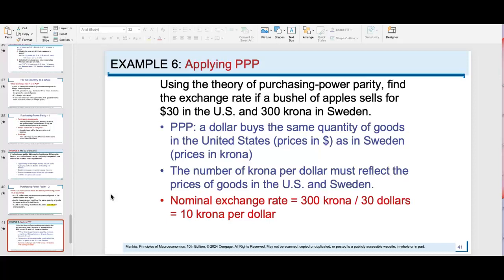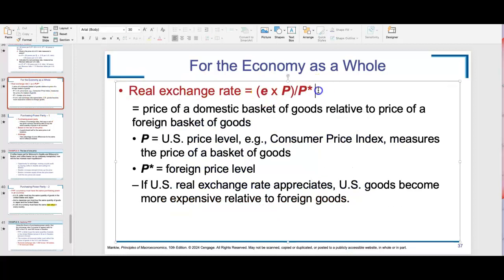For example, what is the exchange rate if a bushel of apples sells for $30 in the US and 300 krona in Sweden? We can derive the nominal exchange rate, which is 300 kronas divided by $30. The nominal exchange rate is 10 krona per dollar. How did we reach this? Because we used this equation. We have P and we have P star, so we divide the two, inverted. Now we're dividing P star by P, and we'll have E.